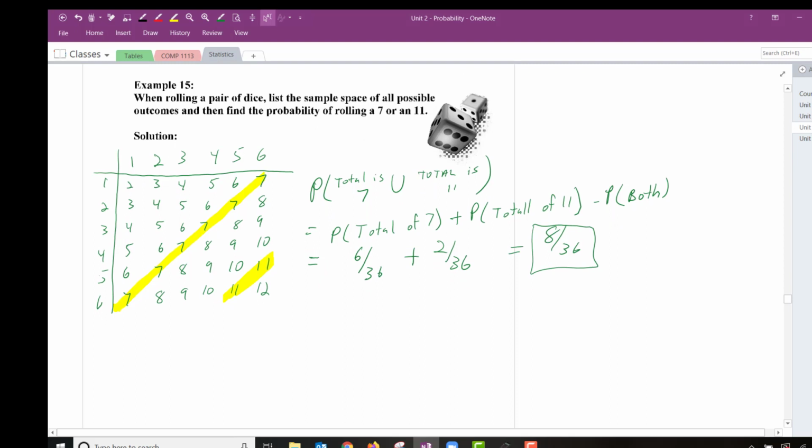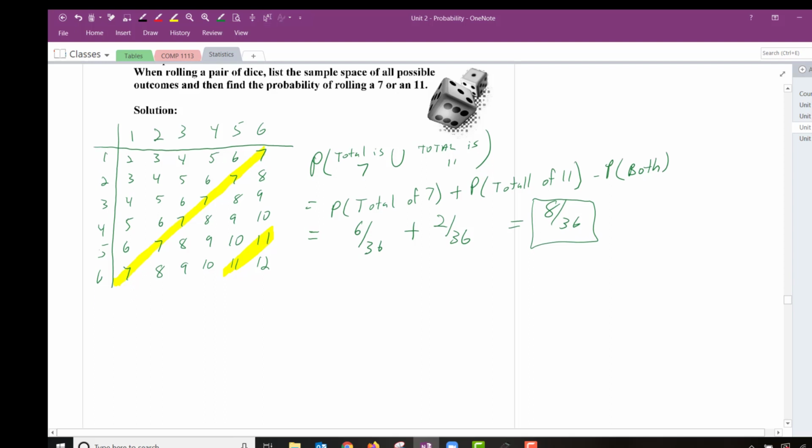Each of the totals here is not equally likely. 7s are way more likely than 2s or 12s, for example. So if you're playing some game where you're betting on the total on dice, 7 is the most likely thing, so it would have a lower payout than maybe rolling something like a 12 or a 2.